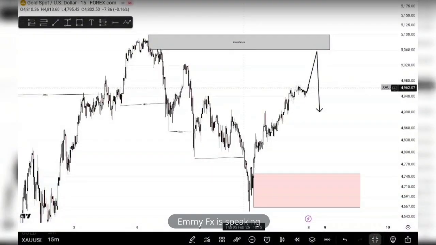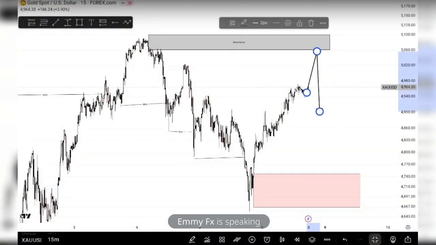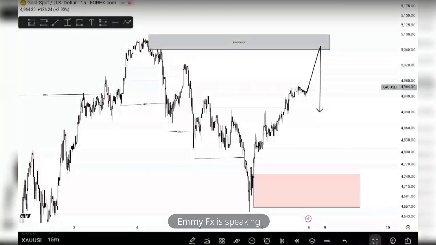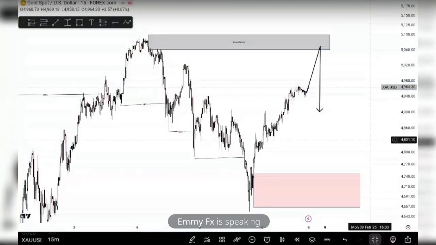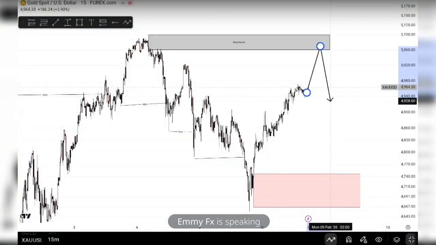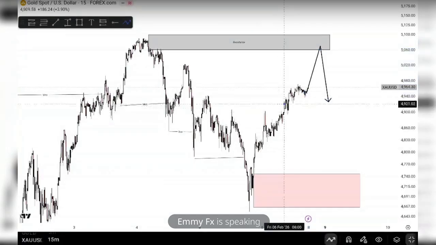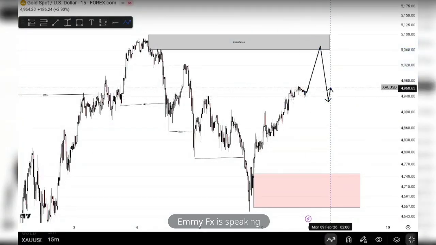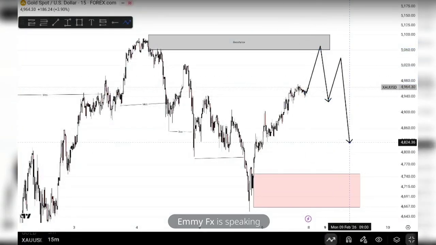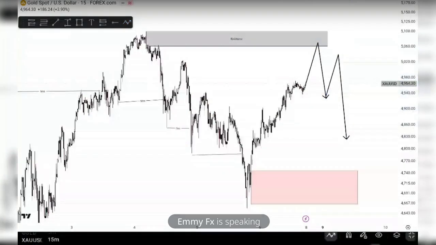If we have a price return back here and give us an MSS, then you join it like an MSS to the downside using confirmation entry, and we move it to the downside.